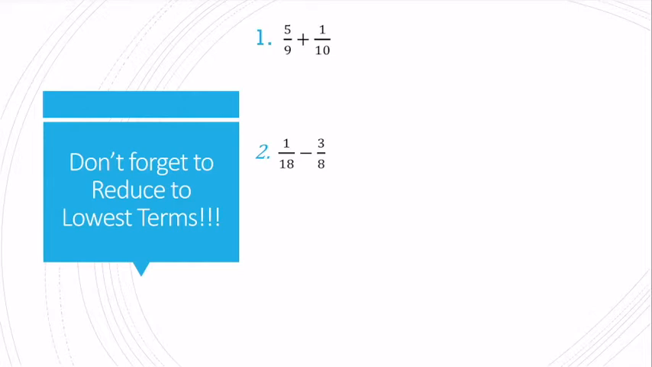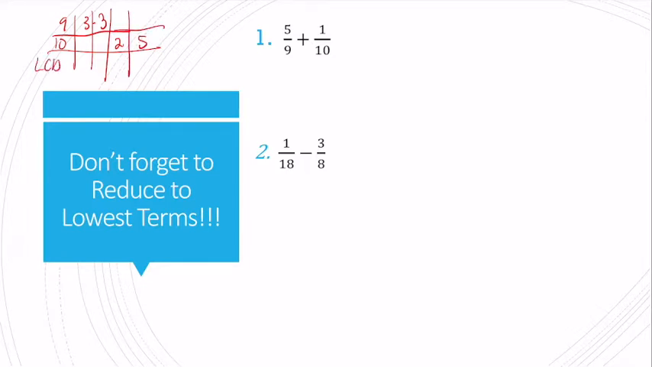So why don't we go ahead and practice adding and subtracting fractions that don't have the same denominator. So I want to find the LCD of 9 and 10. 9 factors into a 3 and a 3. 10 factors into a 2 and a 5. So they don't have any factors in common.